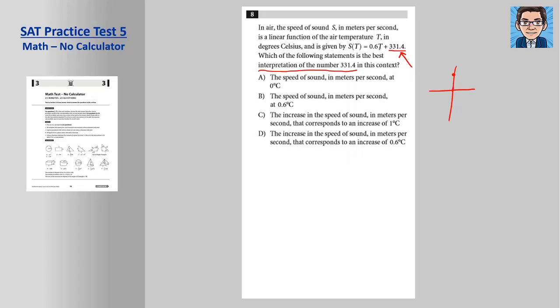And if you look at it here, if you plug in 0 for t, this becomes 0, and then the speed of sound just becomes that constant. Okay, so then the answer is going to be the speed of sound in meters per second when the temperature is 0, or choice A.